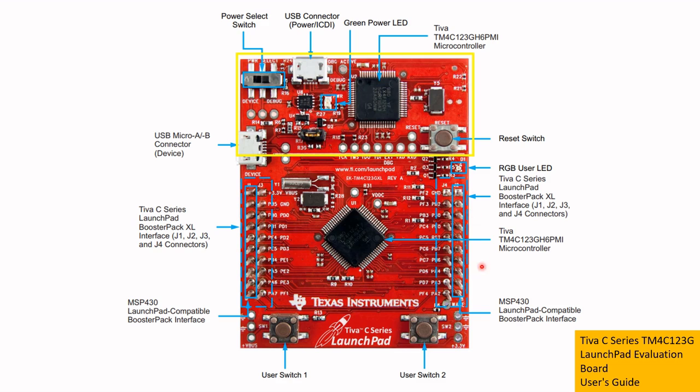Let's come down to this part of the board. Here there are two user switches, user switch 1 and user switch 2. On this side of the board, there are 2 rows of male header pins, and opposite of it, another 2 rows of male header pins. Details of these header pins are coming very soon. And then we also have an RGB LED up here.